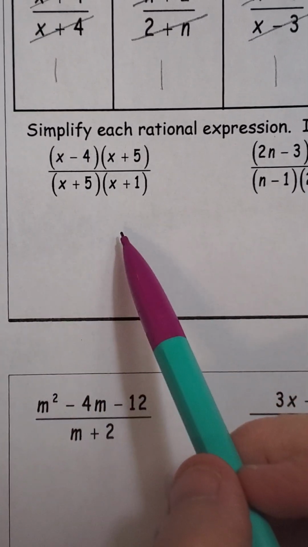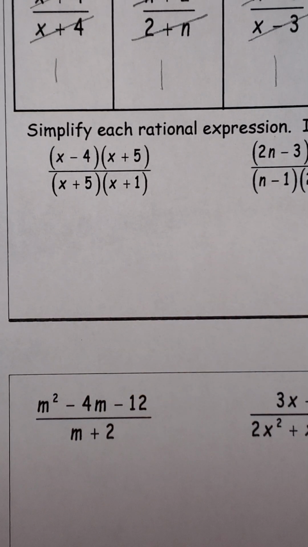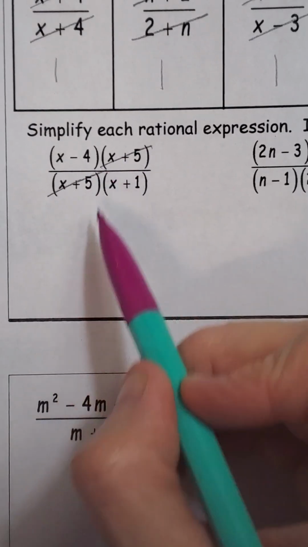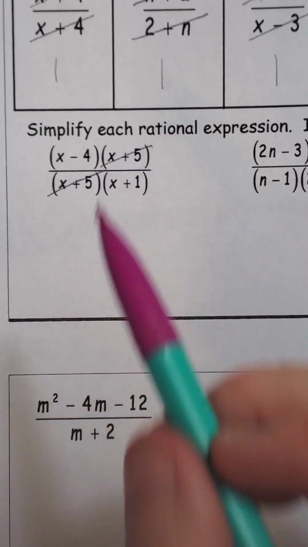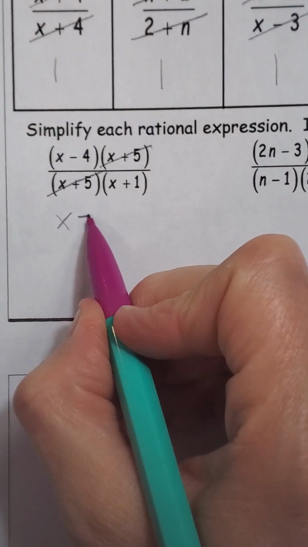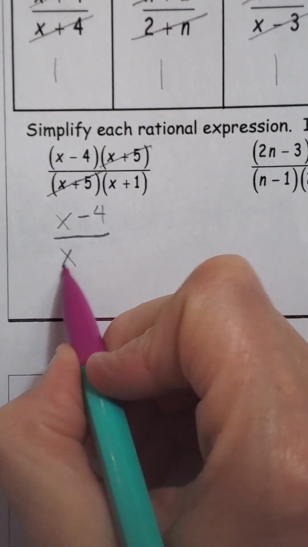So what can I cancel? Remember, one has to be in the numerator, one has to be in the denominator. So here we have two identical x plus 5s. It doesn't matter which order, right? We know that with multiplication, order doesn't matter. And I'm left with x minus 4 over x plus 1.